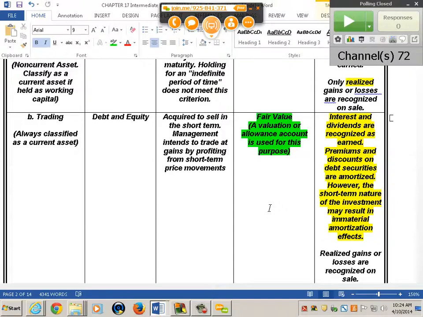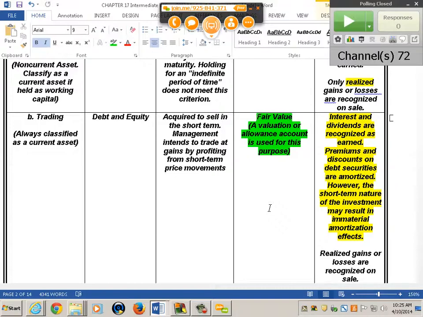Now, there's no normal balance here. I mean, if it has a debit balance, you're writing the security up. If it has a credit balance, you're writing the security down. Now, the bigger issue, of course, to me, is when we make our adjustments.